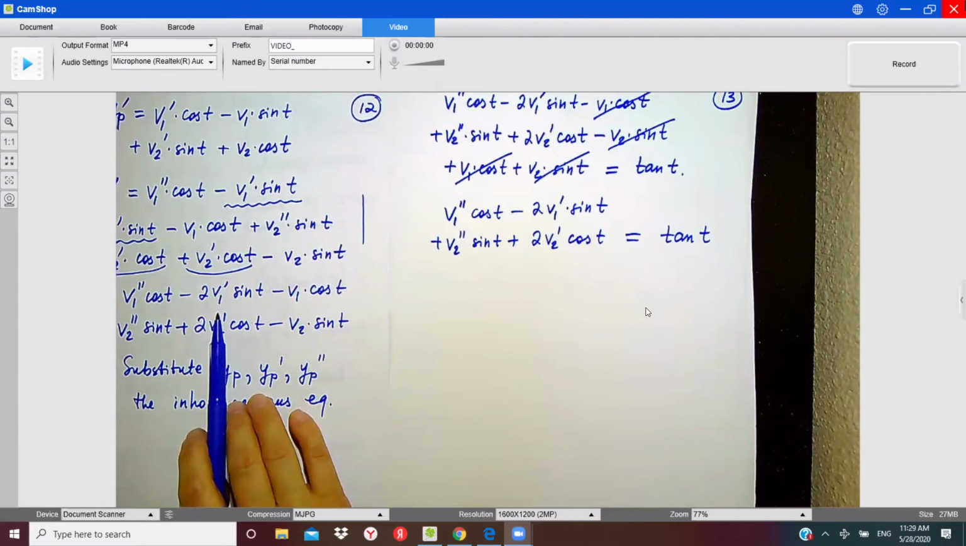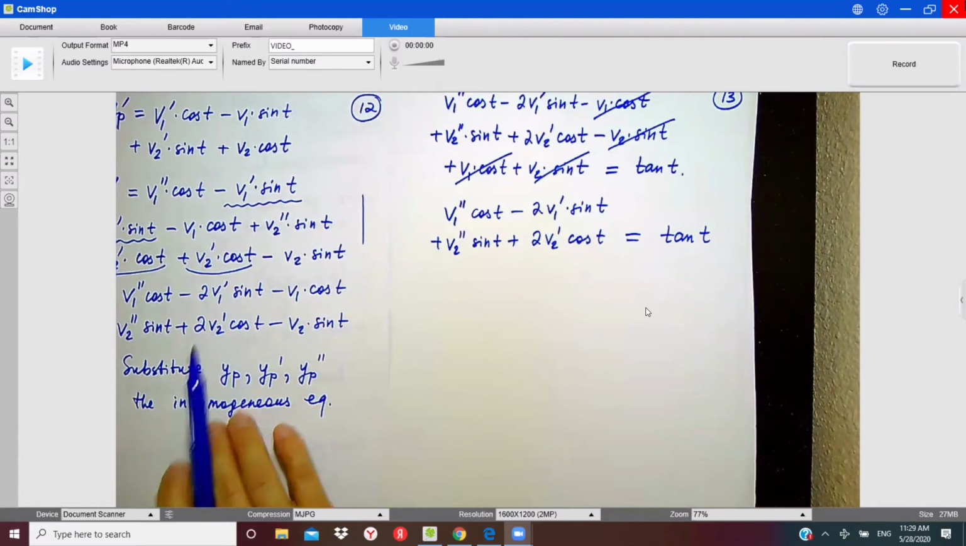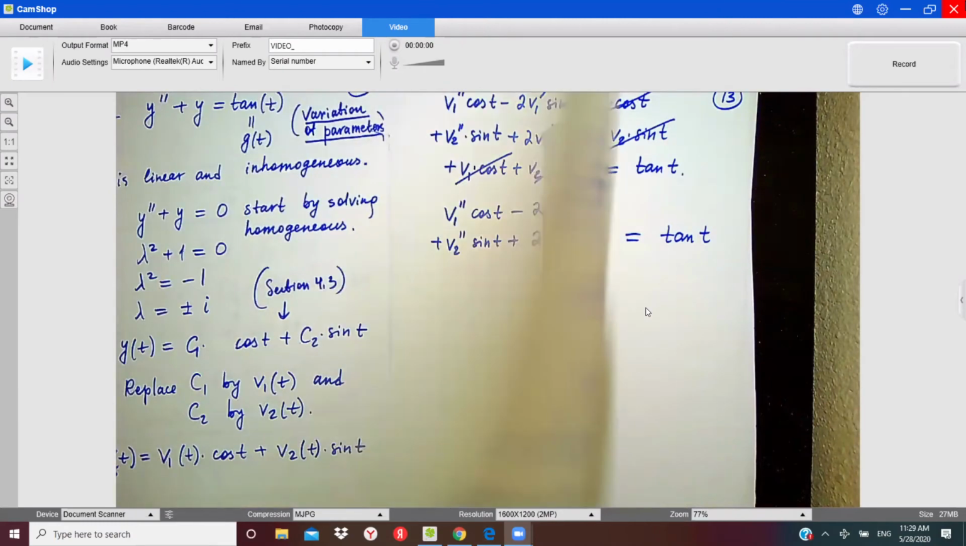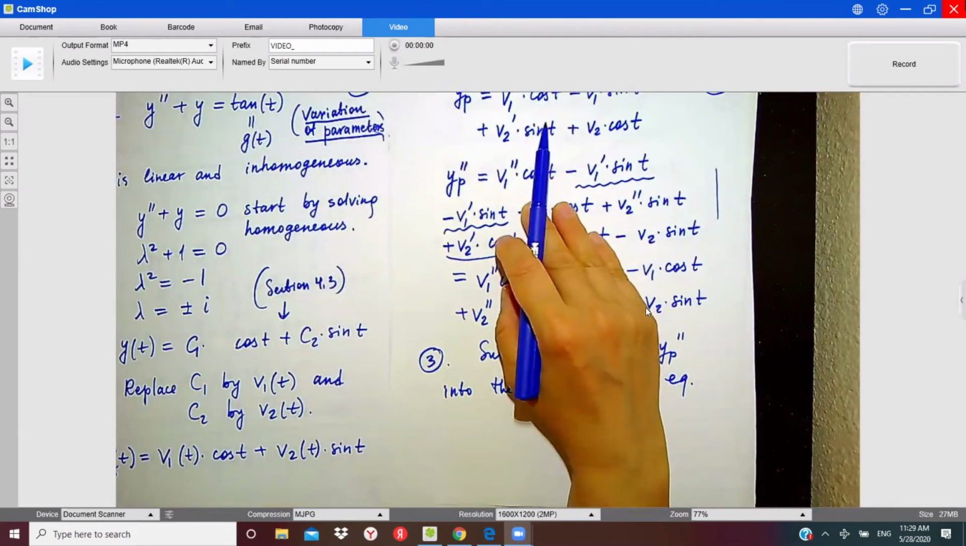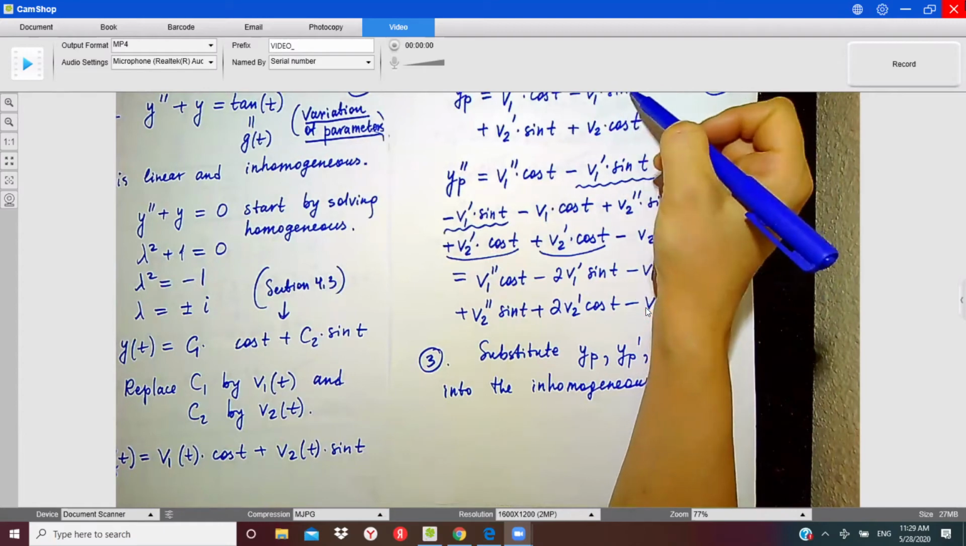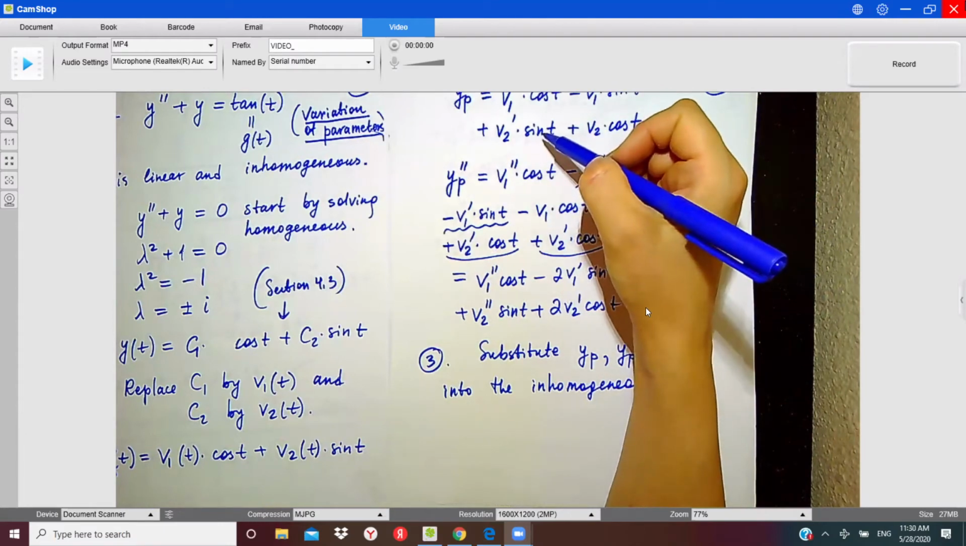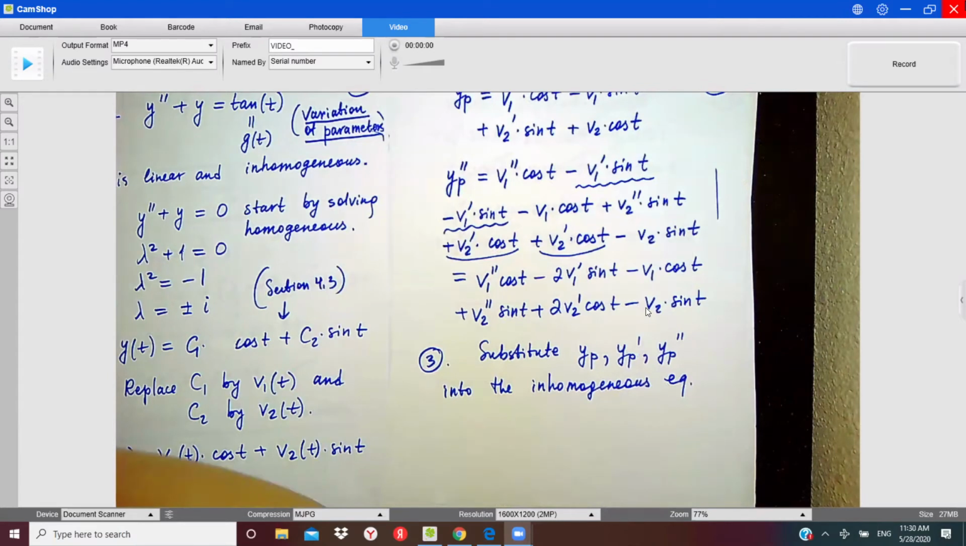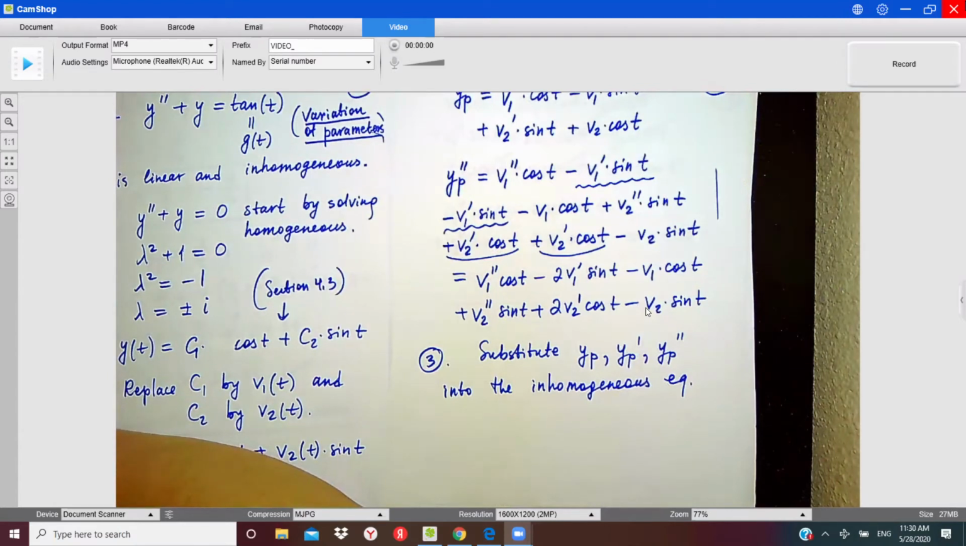So again, I'm looking here. First derivative, let me see. First derivative, they have only this term and this term. Oh, okay, I see now. Okay, so there's some assumption we have to make here. They impose an additional constraint on the functions v sub 1 and v sub 2.